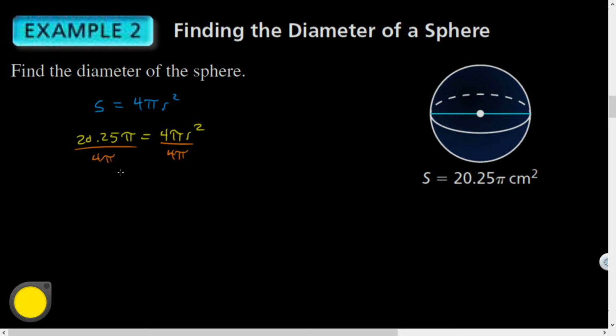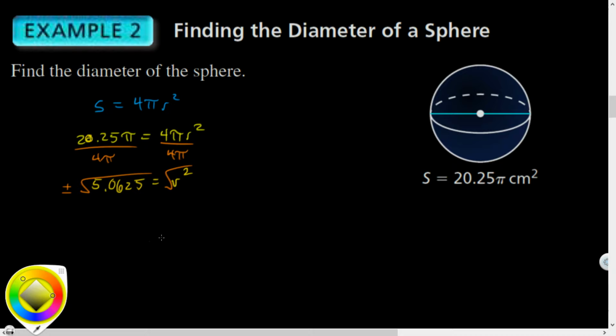Divide both sides by 4. 20.25 divided by 4. Well, I was just doing the decimal part. Yeah, the pi's are going to cancel each other out. 5.0625 is equal to r squared. I feel like that's going to square root nicely for us. Root. Plus and minus. Don't forget it.